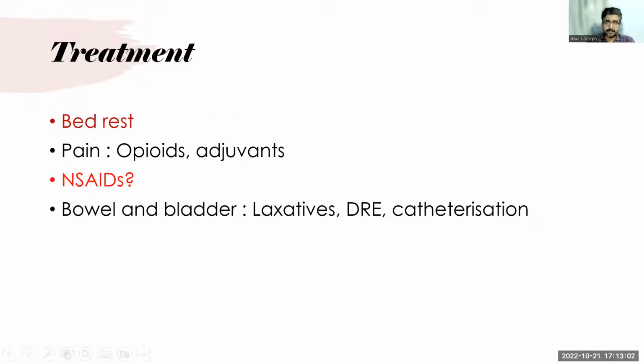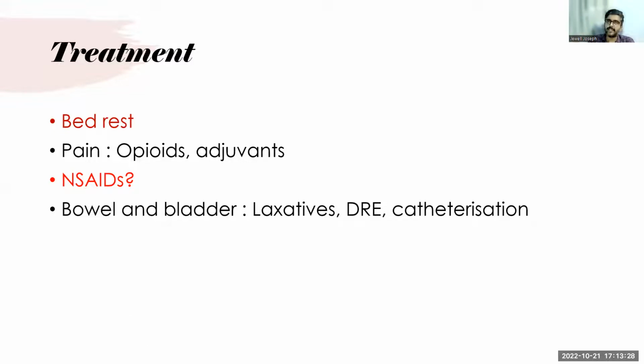Coming to the treatment, the first thing is we should ask the patient to take complete bed rest, because if there is a fracture or anything like that, we don't want the patient to move around and cause further damage. The second thing is analgesia. We can give opioids and adjuvants. What about NSAIDs? That is one question that I wanted to ask you. I'll just put it as a question mark here, and we'll come to that.